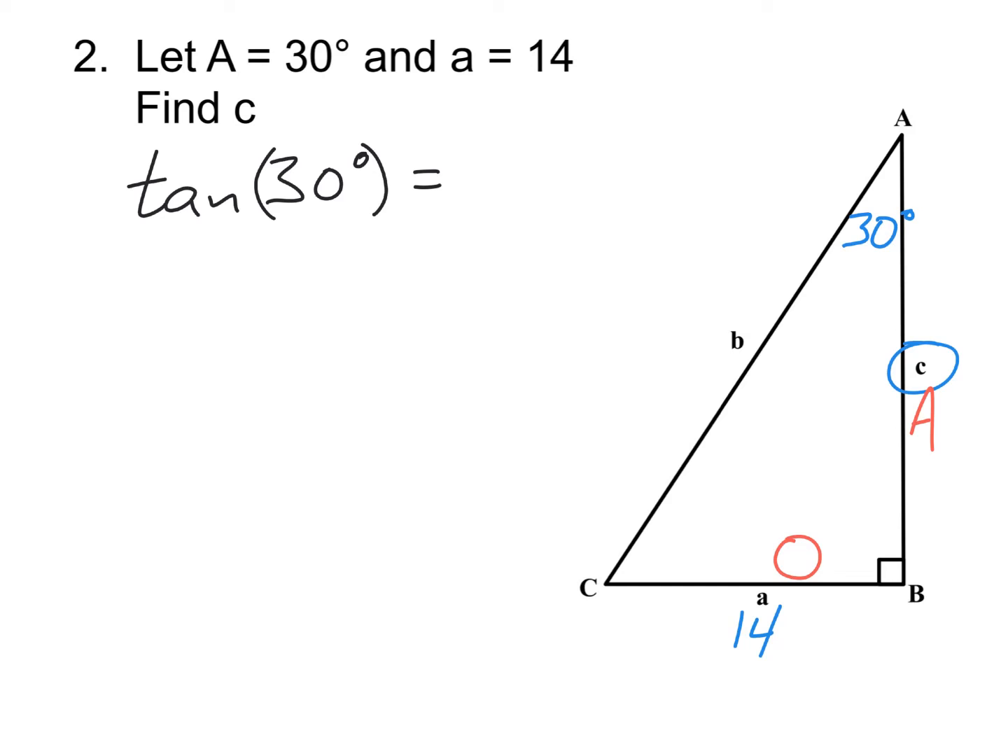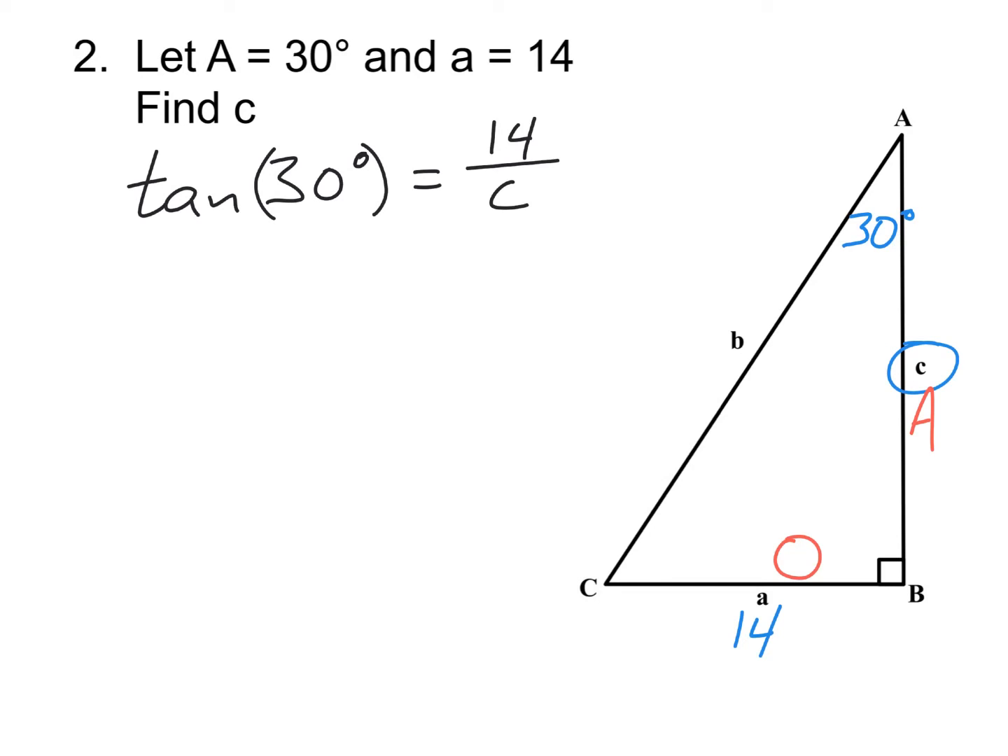equals, now tangent is opposite over adjacent. That's our definition of tangent. So the opposite has to go on top, that's the 14. And the adjacent has to go on the bottom, that is C. So there's our setup. Now a little side note here. Notice I put parentheses around the 30. That was an arbitrary decision. I did it only to show you that whether we put the parentheses in or not, it means the same thing.